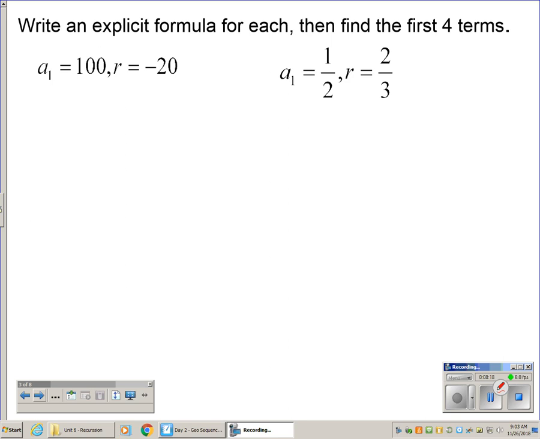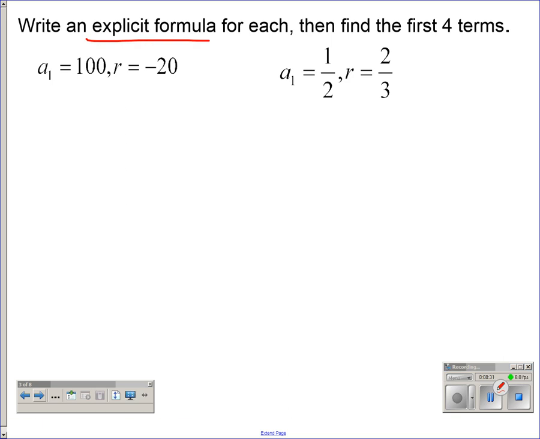Okay, let's do some problems. Just the same as we did last week. Let's do a bunch of problems, practicing all the different things you can see on the quiz, test, or whatever, so you can have those available and understand what's going on. In this problem, we want to write the explicit formula for each, and then find the first 4 terms. So it's not too bad.